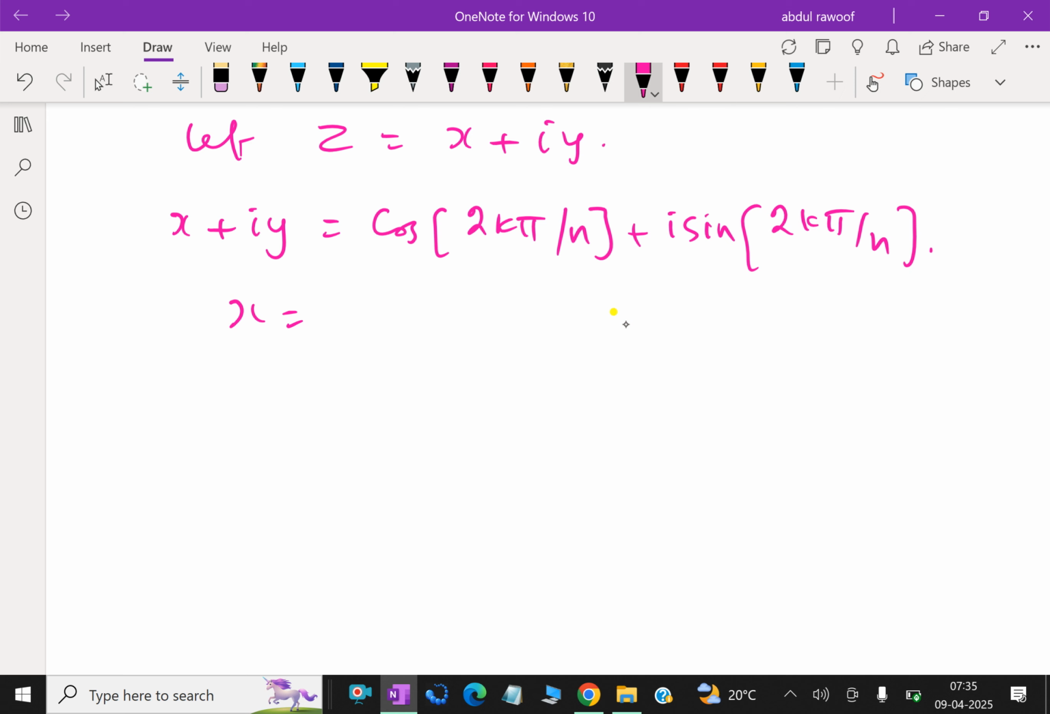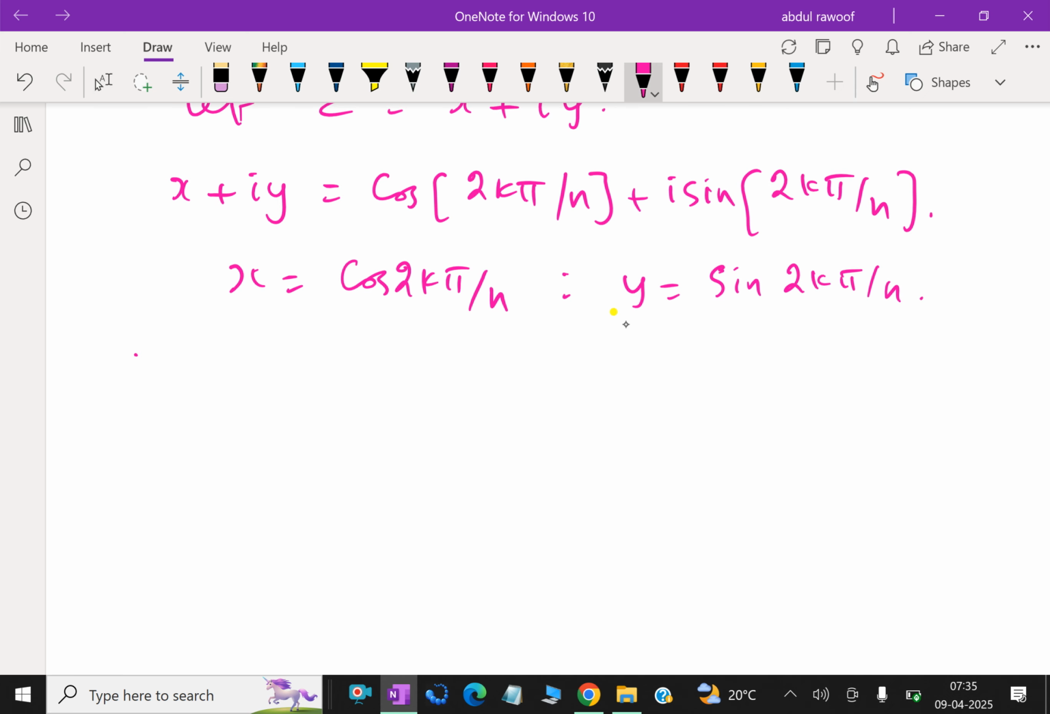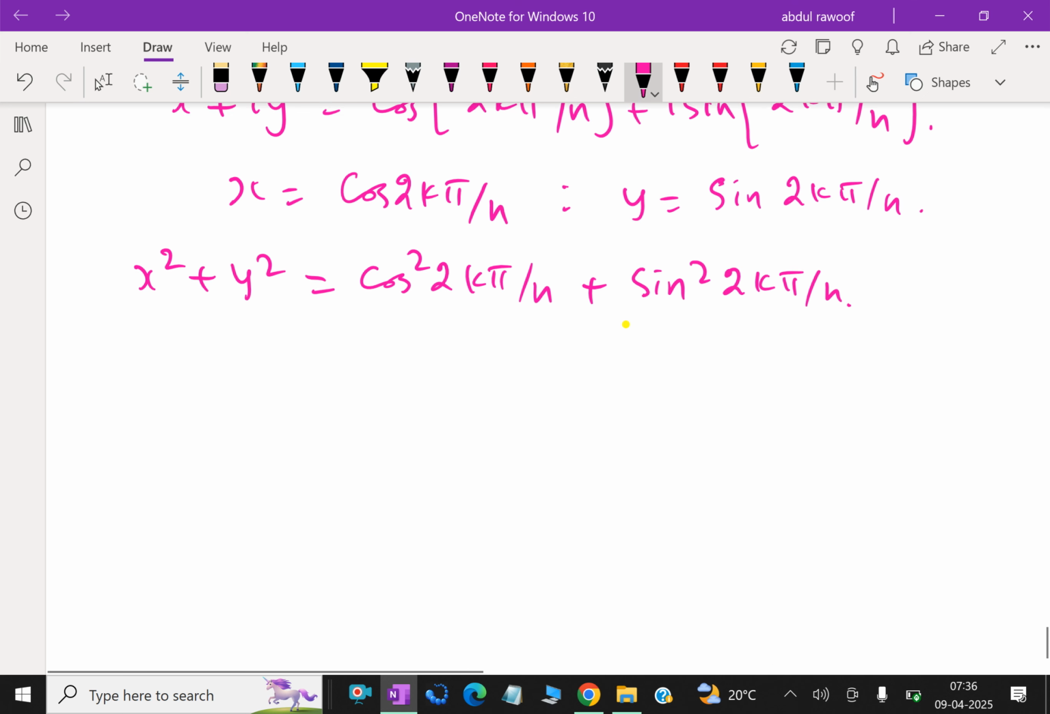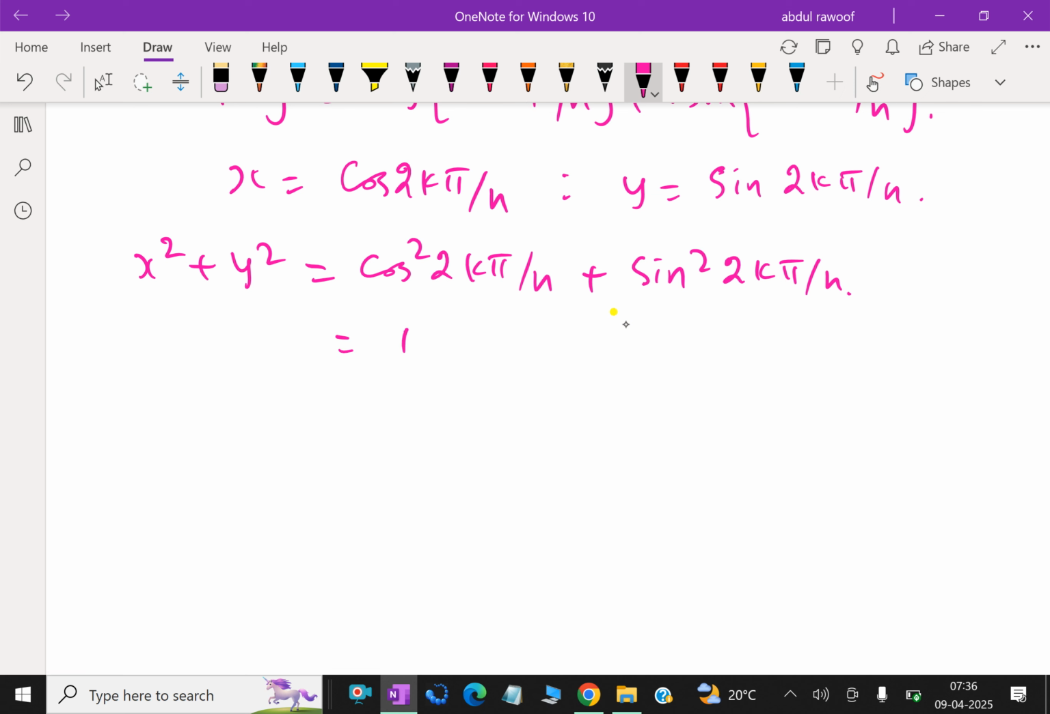Now comparing the real part, x = cos(2kπ/n), and y = sin(2kπ/n). Squaring and adding, x² + y² = cos²(2kπ/n) + sin²(2kπ/n). We know that cos²θ + sin²θ = 1.